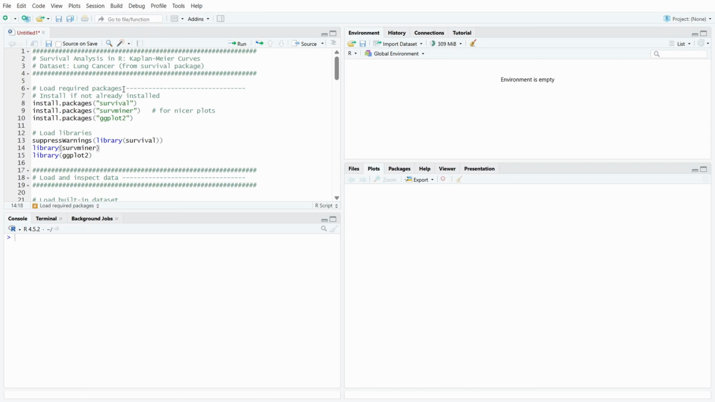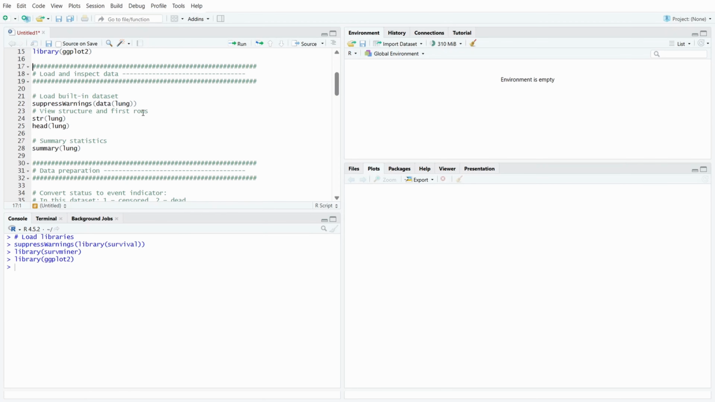We begin by loading the required packages. In my case, I already have these installed, so I'm simply loading them into the session. The survival package provides the core functions for survival analysis, while ggplot2 and survminer help us create clearer and more informative visualizations. I'm also suppressing warnings to keep the output clean for presentation purposes.